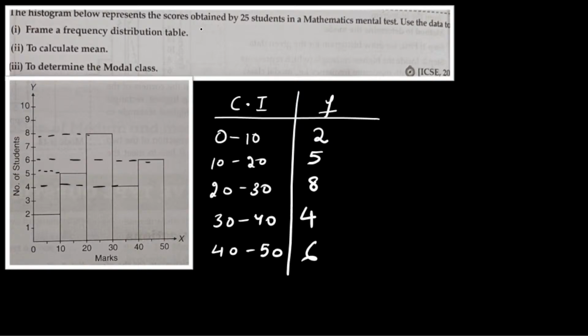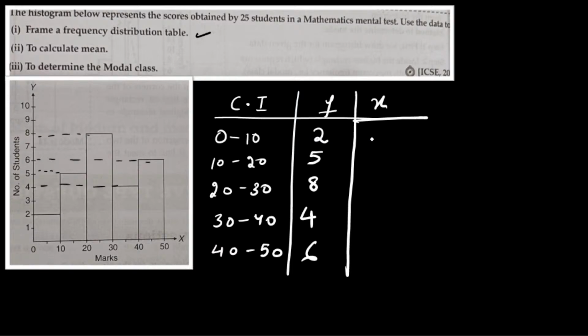Frequency distribution table means we have to write the class interval and frequency using the given histogram. Now we have to calculate the mean. For the mean we can use any method. The numbers are very small, so we can also use the direct method. First of all, for the mean we have to find the value of class mark. How to find the class mark? We add the interval limits and divide by 2.